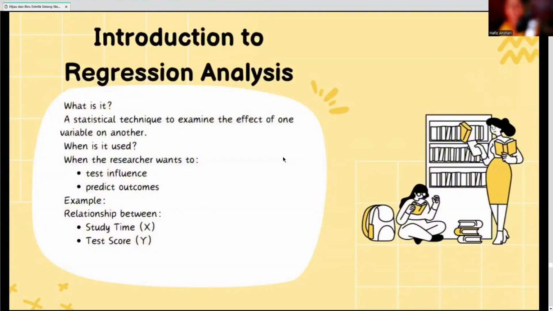Regression analysis is a statistical technique to examine the effect of one variable on another. When is the regression analysis used? When the researcher wants to test influence and predict outcomes. For example, the relationship between study time, or X, and the test score, or Y.